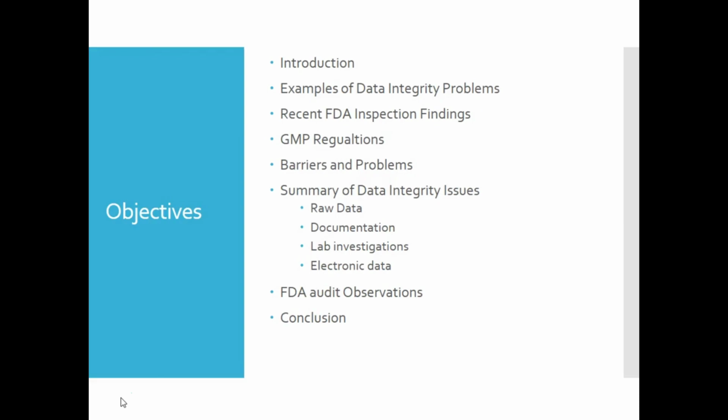I'll go through data integrity and just explain a little bit about the background and the priorities around good data integrity. I'll give some examples of data integrity problems as well as some recent FDA inspection findings. We'll go through some GMP regulations and discuss some barriers and problems that are associated with ensuring data integrity.